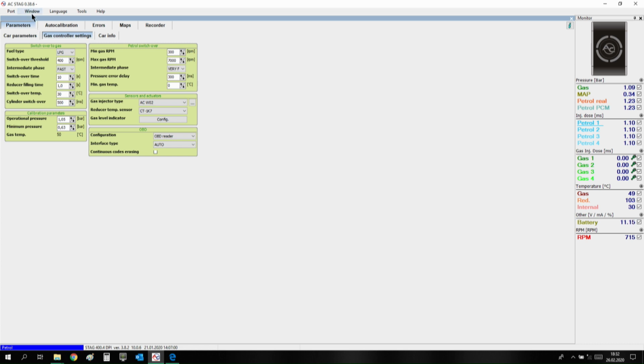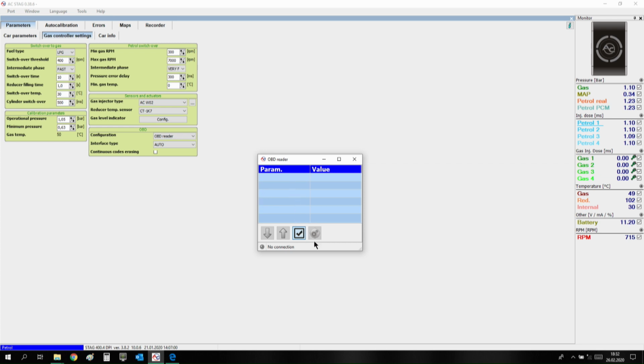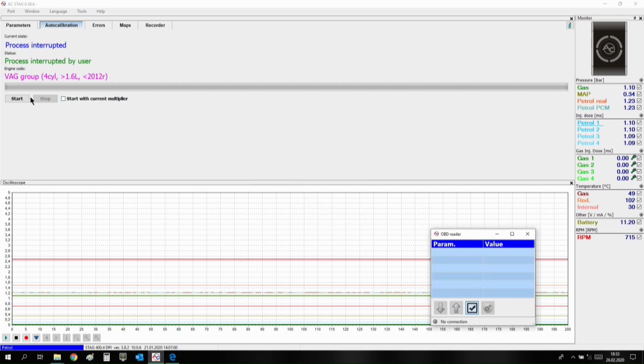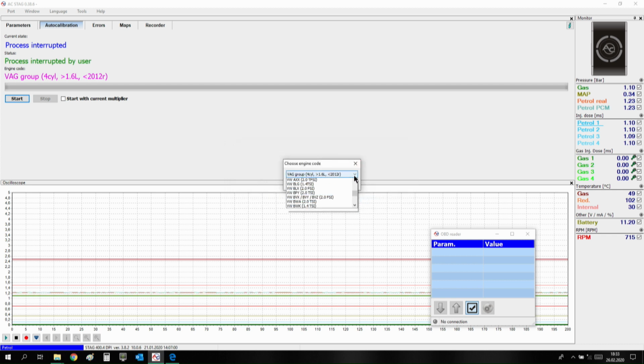So we can open the window with the OBD reader. Here we have it. If it's connected properly, we should read the petrol data here. Okay, and if it's okay, we can follow the auto calibration, and this is the moment when it's crucial that everything is connected properly. After pressing start, we are choosing the engine code. Right, and this is the information when we just started.